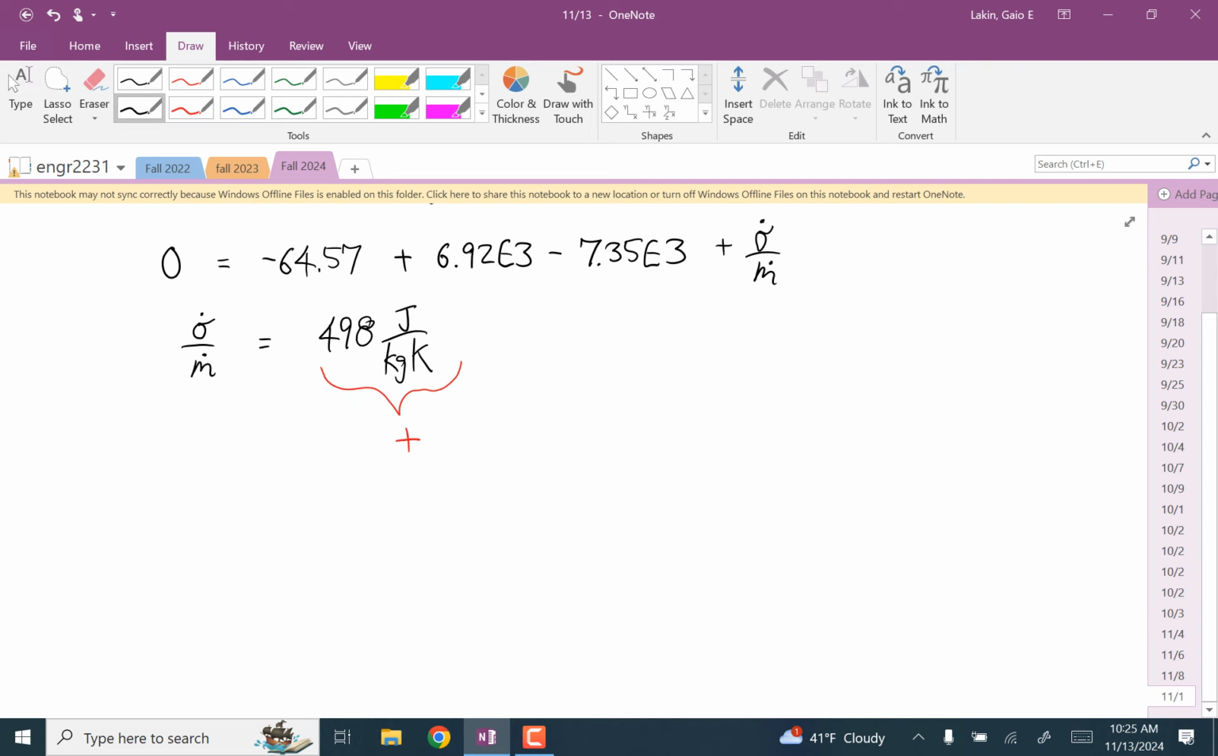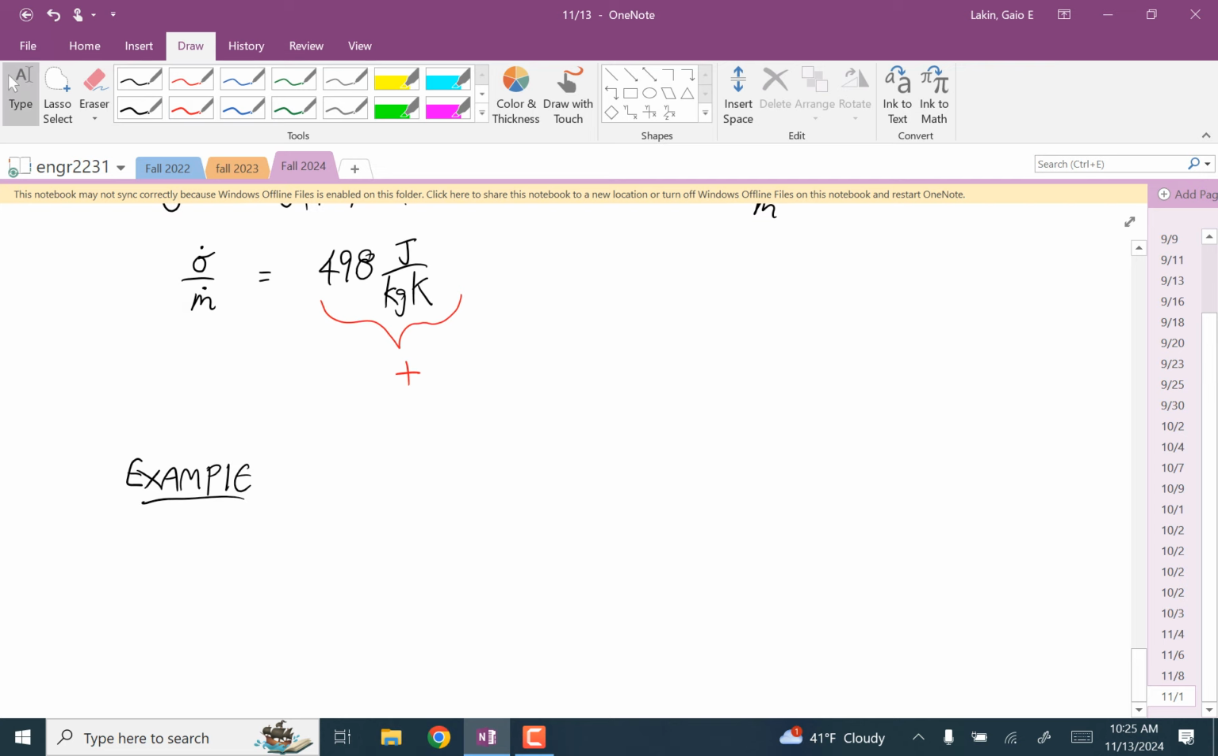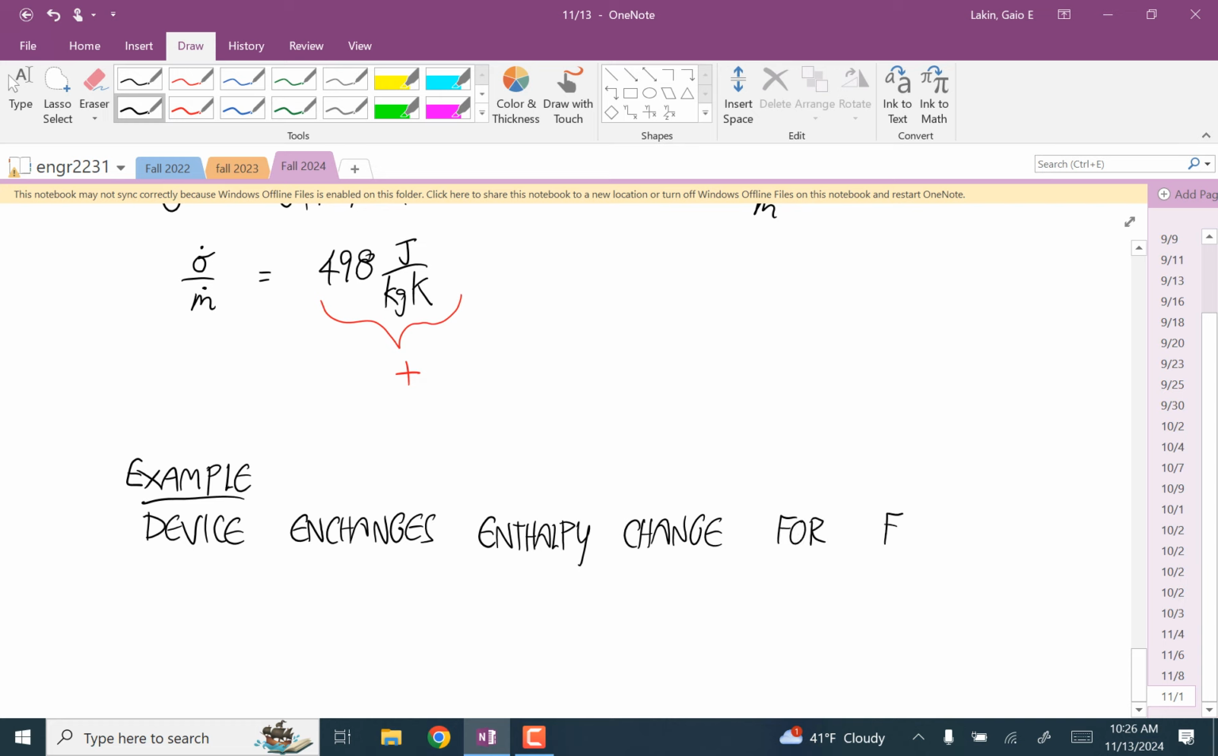Okay, so that's trying to find how much inefficiency you have. The other thing you can do is use this to determine the direction that a process happens. So let me do one like that. So let's say we have a device that exchanges enthalpy change for fluid speed change.